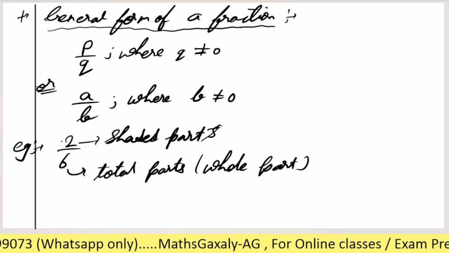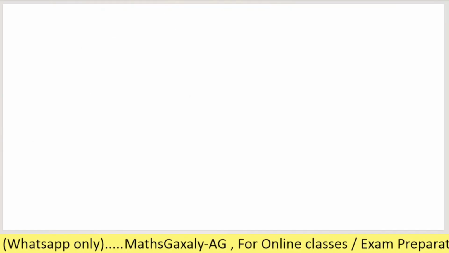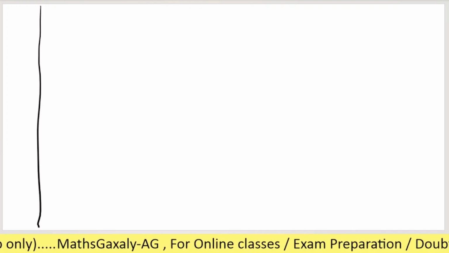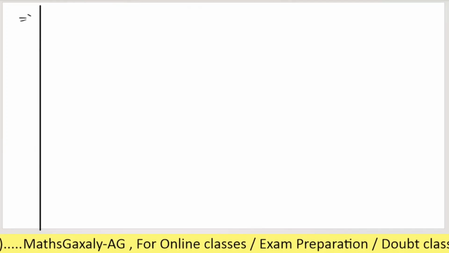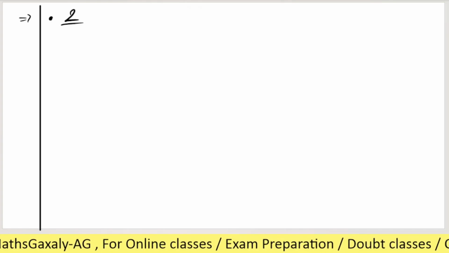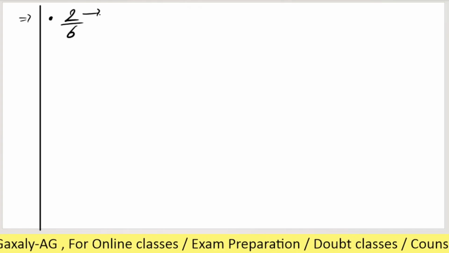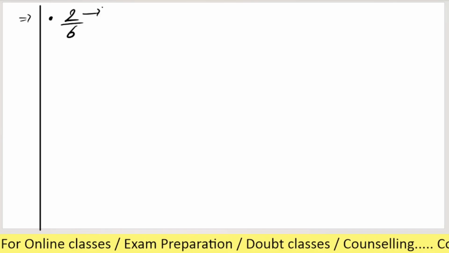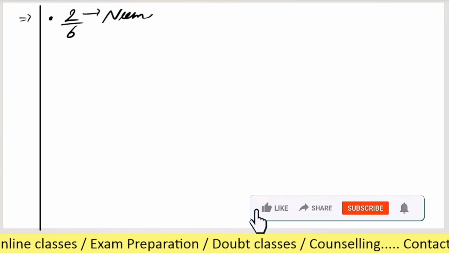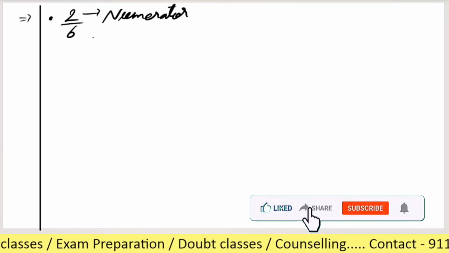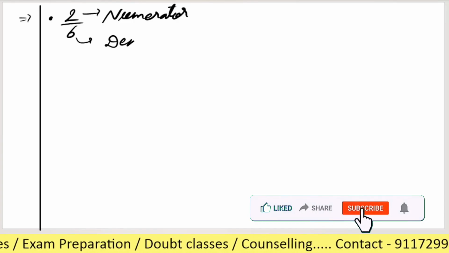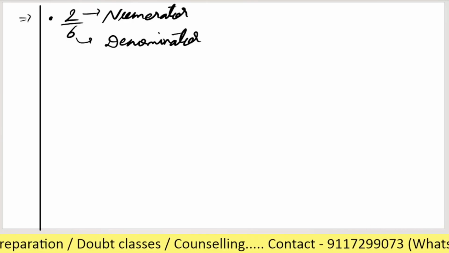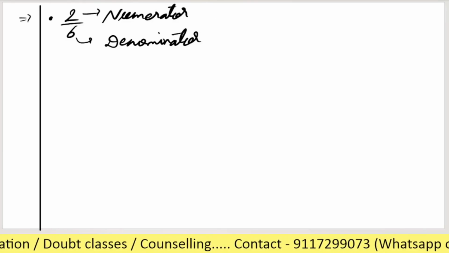And this top number, the top one which you can see here, is known as, do you know it? Here in 2 by 6, 2 is known as numerator. Numerator. Very good, dear. Okay. And 6 will be known as denominator.